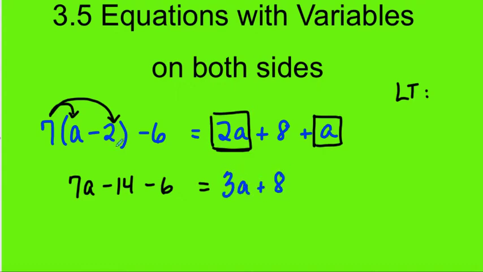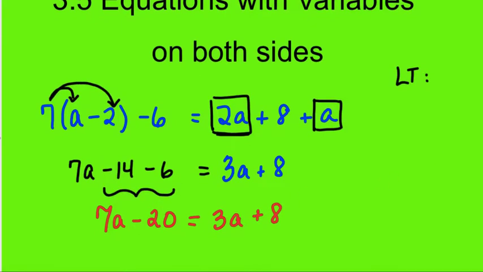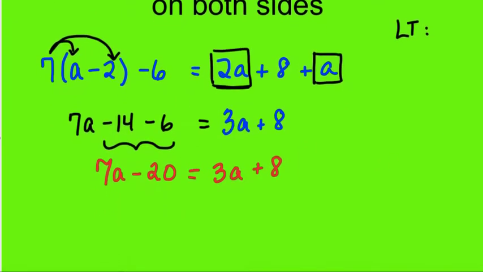All right, go back to that left side and I see that I've got two constants that I can add together. So I'm going to do a negative 14 minus 6. Noticing carefully they're both negative, so that's going to give me negative 20. Okay, how are we doing so far? Take a breath, look at that. Now we've simplified both sides of the equation, and now we can balance.